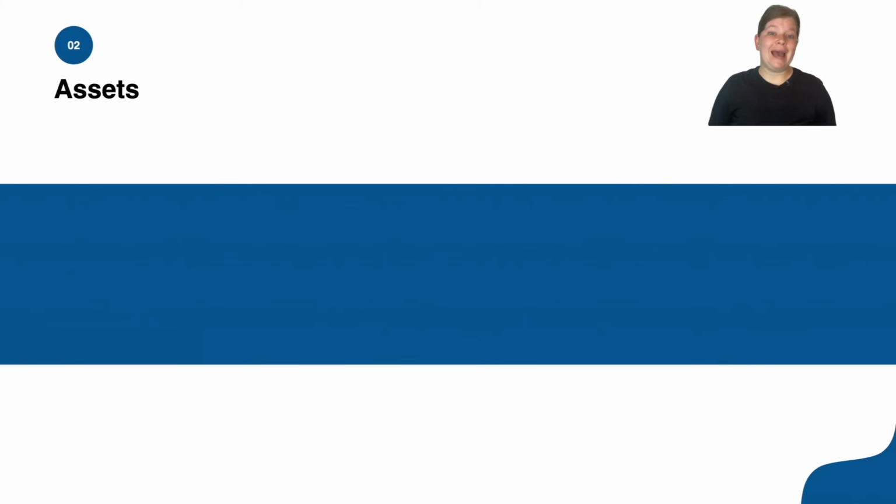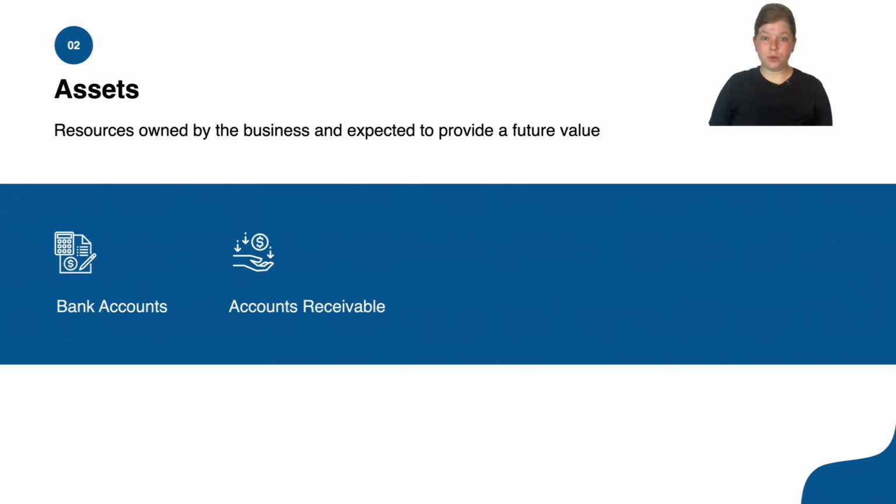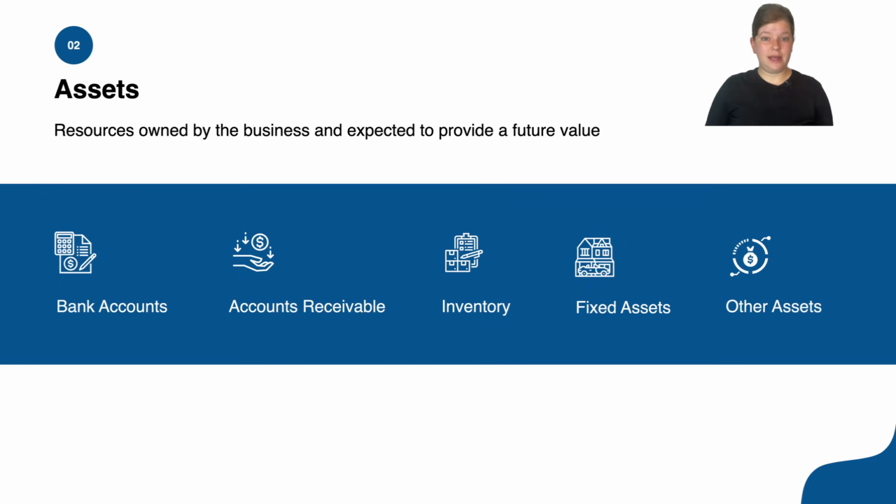Now, the next term is assets. Now, these are resources owned by your business that are expected to provide a future value. Assets can include your bank accounts, your accounts receivable, which is money that is owed to you from your customers. Your assets also include your inventory, your fixed assets like your buildings, your equipment, etc., as well as other assets that may include, for example, trademarks or patents or similar things.